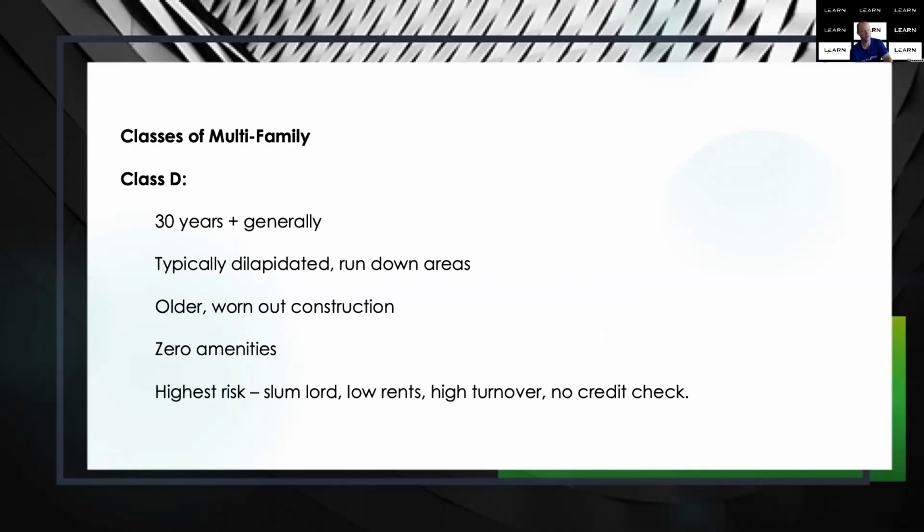Then class D is obviously 30 years or older, typically dilapidated, in rundown areas, with older, worn-out construction, usually zero amenities. Sorry for the noise if you can hear it. The landscaper decided to come by just now. Perfect. Zero amenities, highest risk, slumlord, low rents, high turnover, no credit checks. We've seen a lot of these in the smaller markets where there's just not a lot of draw and there's no new product, and the owners are unwilling to spend a lot of money on rehabbing or renovations because they know they just can't recoup the cost. They can't raise the rents enough, and the cost just outweighs the reward, so to speak.